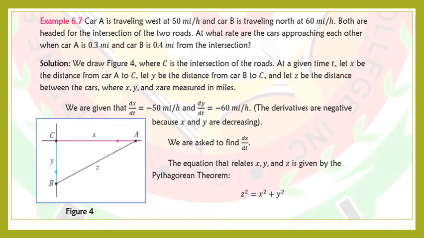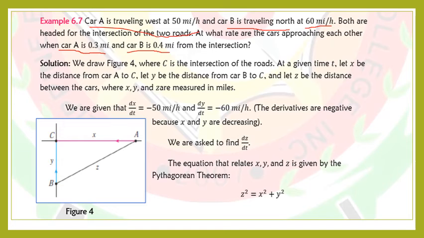For the last example, class, related rates: car A is traveling west at 50 miles per hour, and ito yung car A. And then car B is traveling north, at 60 miles per hour. Yung isa papuntang west. Both are headed for the intersection of the two roads. At what rate are the cars approaching each other when car A is 0.3 miles and car B is 0.4 miles from the intersection?